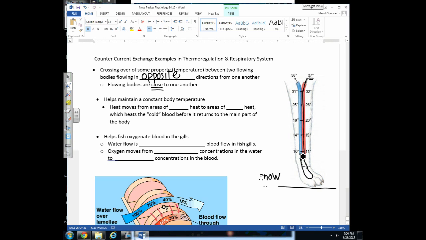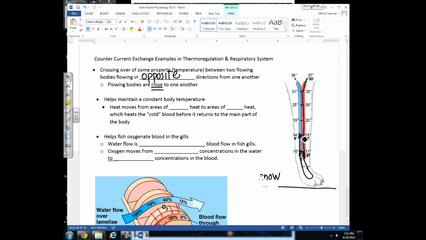Let's take a look at what's happening here. As this blood is returning back to the heart, notice that it's right next to this blood vessel, and the blood in this blood vessel is warmer. And just like molecules move from high concentration to low concentration, heat moves from a high area of heat to low areas of heat. And so if these blood vessels are in close contact with one another, then heat from that warmer blood is going to move into that colder blood, and it's going to warm it up. It's warmed up now to 14 degrees, but that's still colder than this blood that's coming from the body.